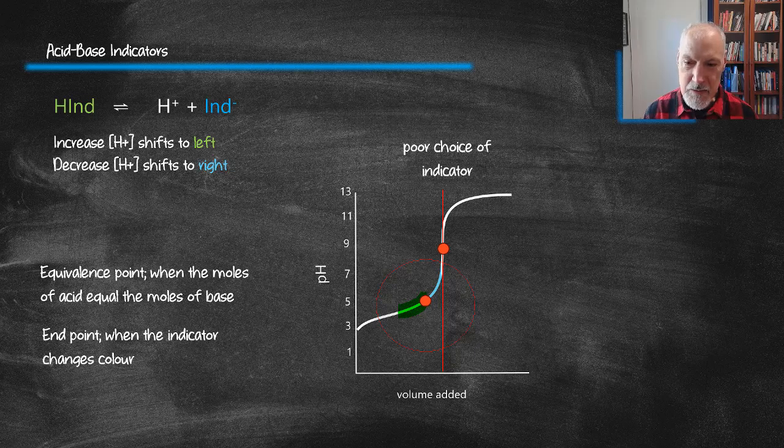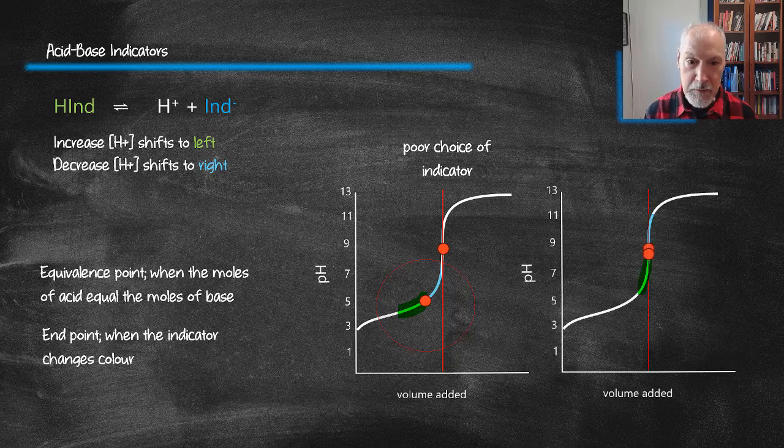In this case, I don't have a very good choice of indicator to use for this titration. In an ideal situation, I would like both the end point and the equivalence point to appear at the same time. So this would be a better choice of an appropriate indicator.